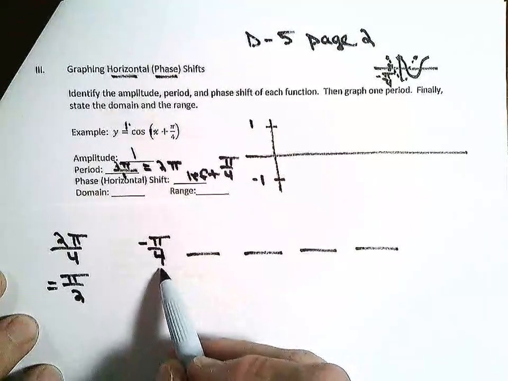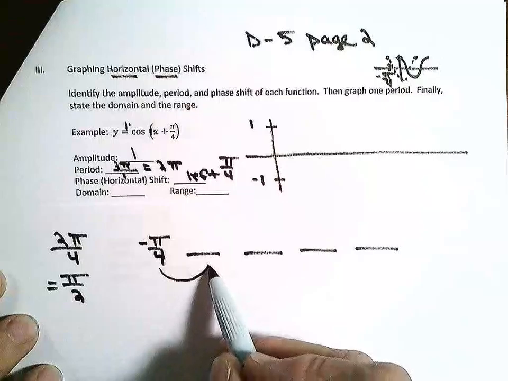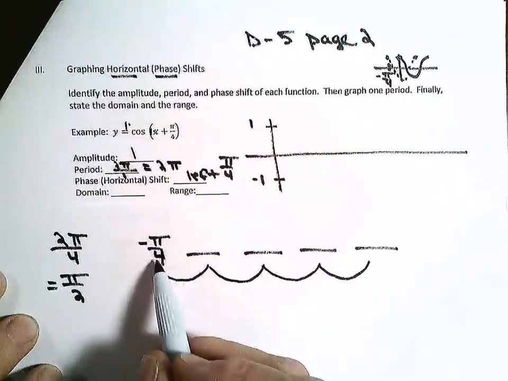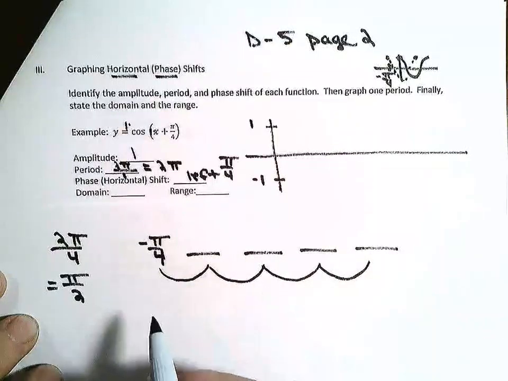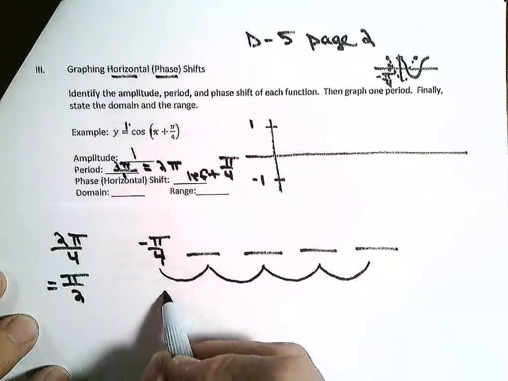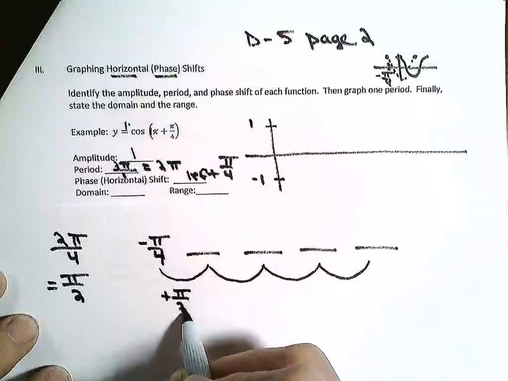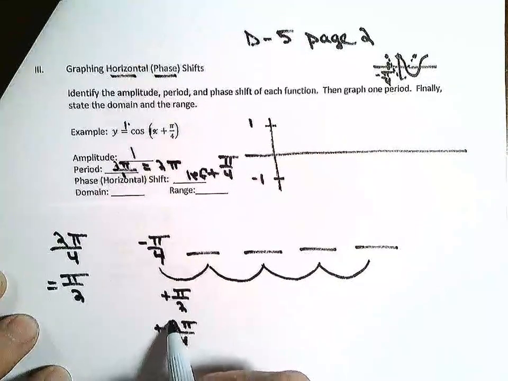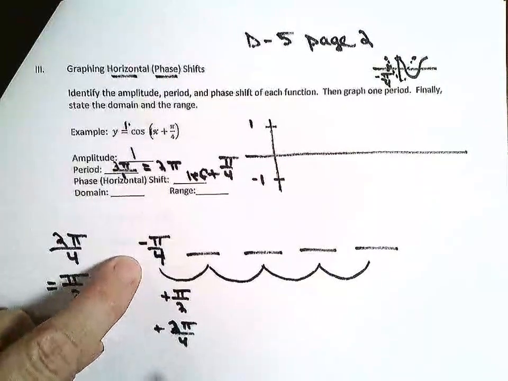And so that means that each of these jumps has to be pi over 2. So what I can do is just successively add pi over 2 down the line. So I'm going to add pi over 2, but pi over 2 is 2 pi over 4, and that's going to be a more convenient form since I'm starting with negative pi over 4.